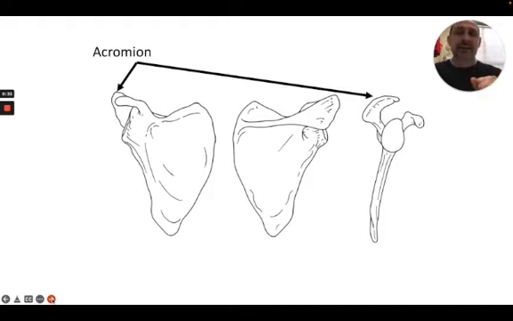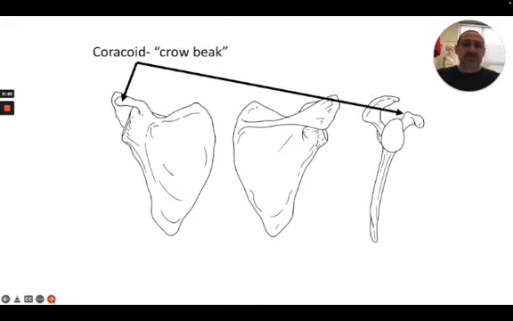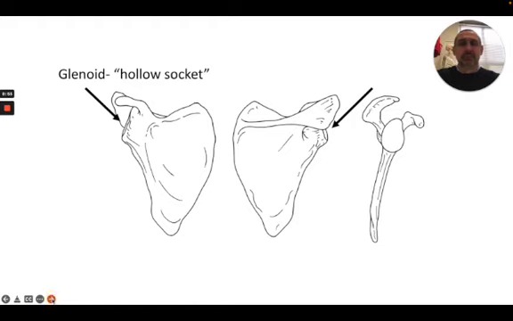Think flat like a spatula, because it looks like a spatula. Scapula. Well, the process on the top is the acromion process. Think of acrobat. It sticks out across the top. Beneath it is the coracoid process. It just means crow beak. So think crow beak, that might help you remember coracoid. So coracoid just means crow beak.